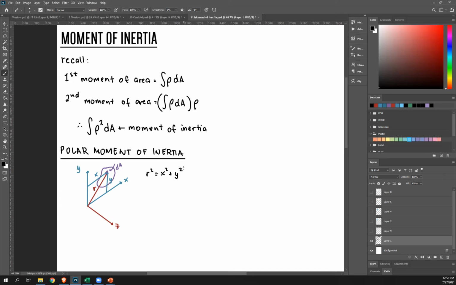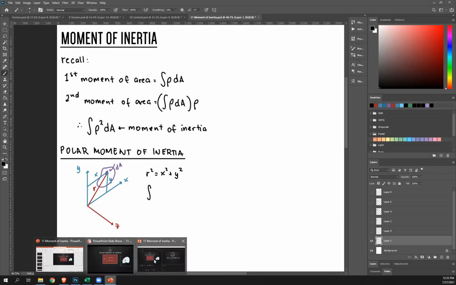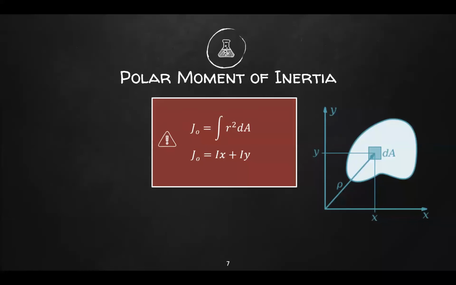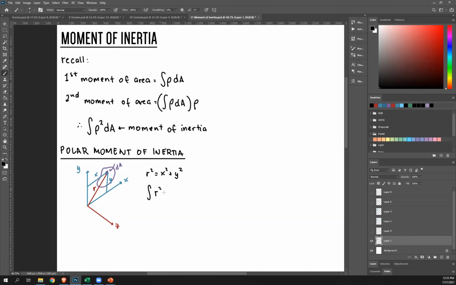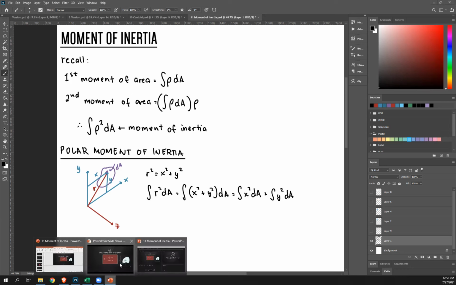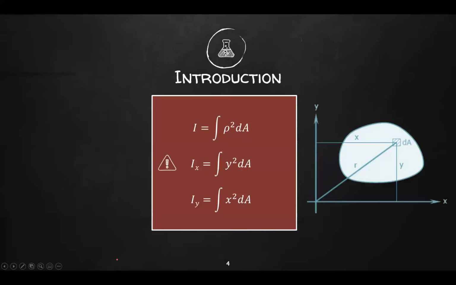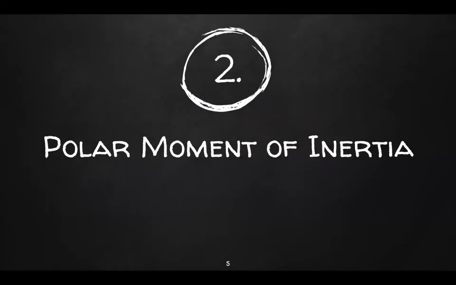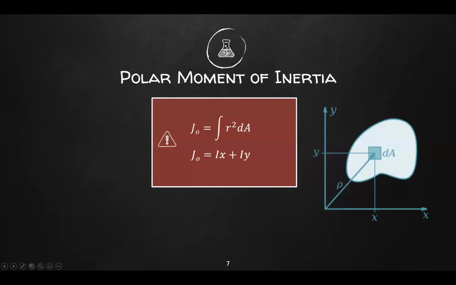Therefore, if you use the general equation for polar moment of inertia, which is, again, the integral of r squared dA, subbing in this value, so the integral of x squared plus y squared dA, and then let's separate that: integral of x squared dA plus integral of y squared dA. Now, these terms should be familiar to you because they are just the equations of moment of inertia about your x and y axis. Okay, so let's rewrite.